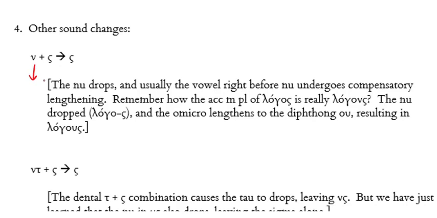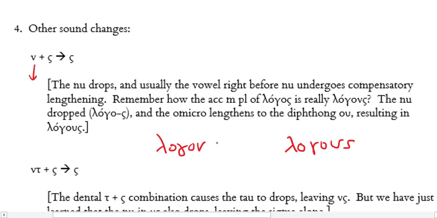All right? Now, remember, the genitive singular of logos is logou, right? It's really not ous. What it is, is this: it's logon plus a sigma. The accusative singular is logon, right? The accusative plural just adds a sigma to the logon. But nus before sigma do what? They drop out. And when they drop out, I'm left with a short omicron here, right?